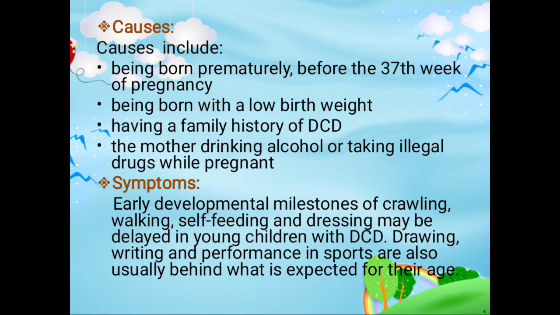Its causes are being born prematurely before the 37th week of pregnancy, being born with a low birth weight, having a family history of DCD, the mother drinking alcohol or taking illegal drugs while she is pregnant. Symptoms are early developmental milestones of crawling, walking, self-feeding, and dressing may be delayed in young children with DCD. Drawing, writing, and performance in sports are also usually behind what is expected for their age.